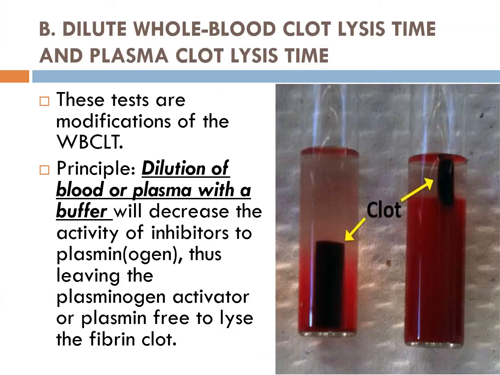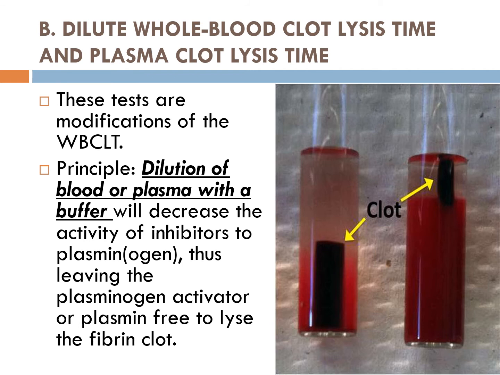The next laboratory evaluation for determination of clot lysis time is called the dilute whole blood clot lysis time and plasma clot lysis time. These tests are modifications of the whole blood clot lysis time, and the principle behind this test is that dilution is made on the blood or plasma with a buffer. Usually the diluent is phosphate buffered saline.